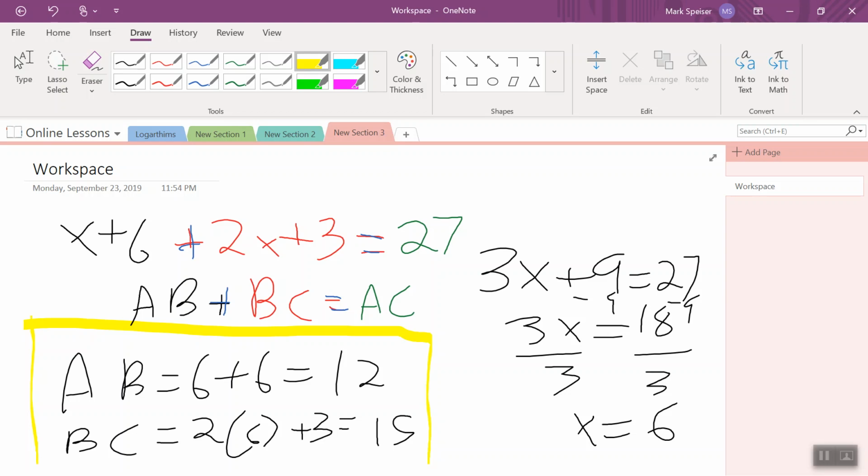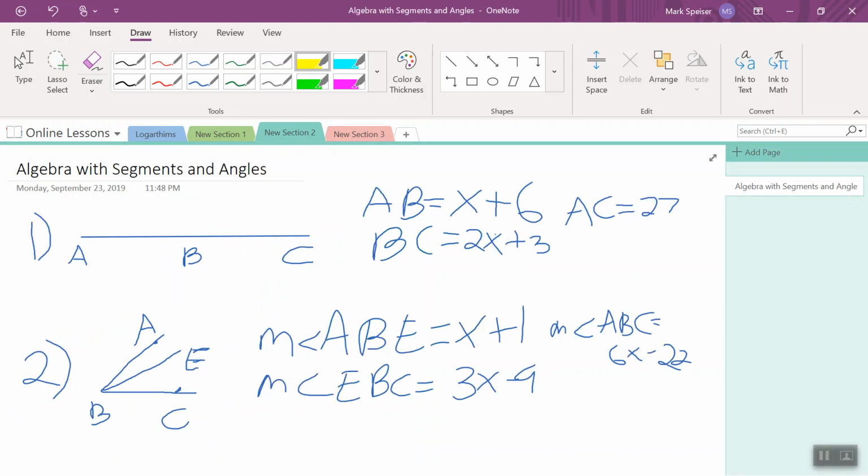Okay? Adjacent angles are two angles that share a vertex and have a common ray. In this case, that common ray is BE, and those two angles form the complete angle ABC. Adjacent angles are just two angles next to each other. Adjacent angles appear as a group, but they have to share a common vertex and have a common ray.